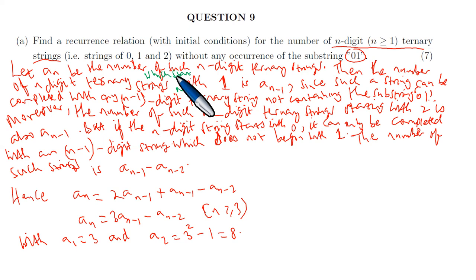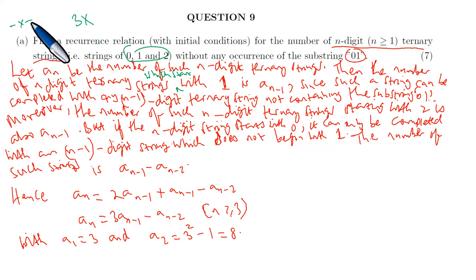What about A_2? The number of such two digit ternary strings. You can count those. So you pair this up, but now you must just subtract the 0, 1. There are two digits, so there are a couple of ways to do that. You have three choices for the first digit, because you are dealing with two digit strings.